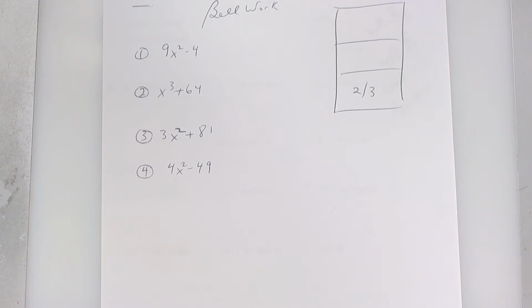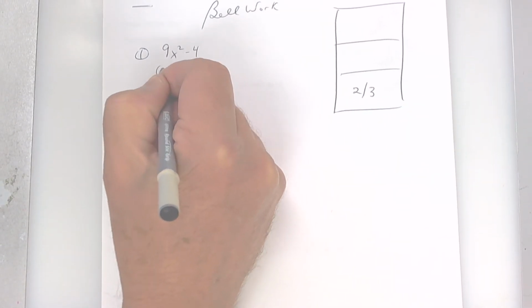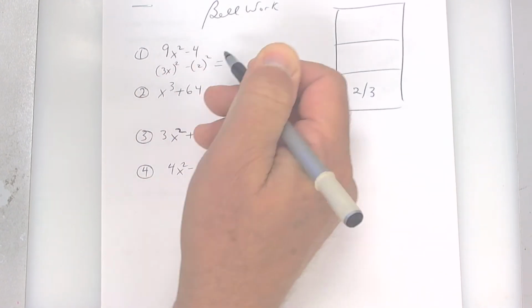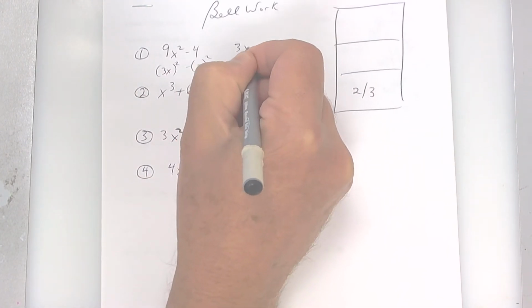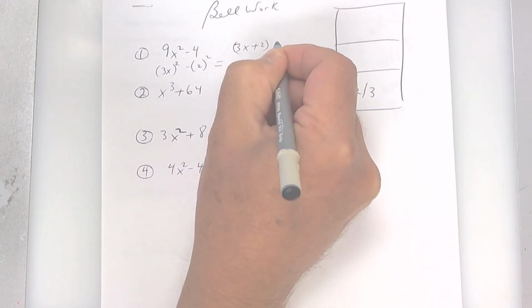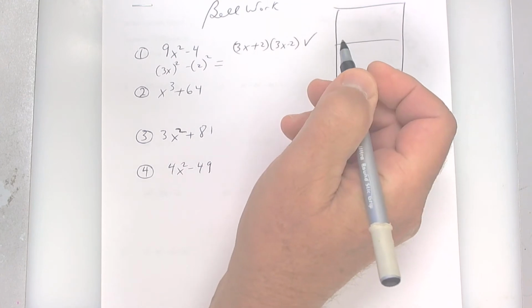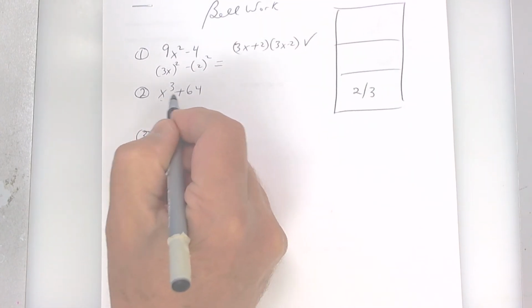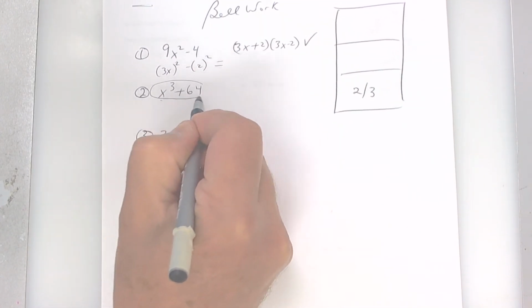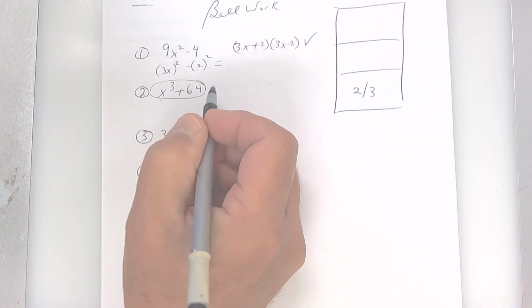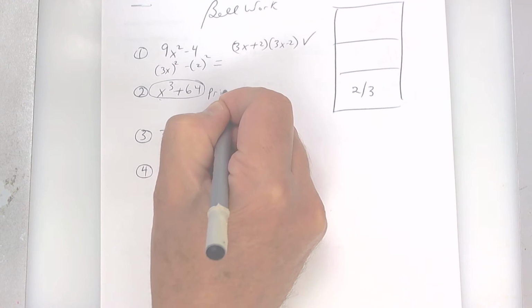Anyhow, let's see. This one right here, there's nothing in common, but this is a perfect square, and this is a perfect square. So that gives me 3x plus 2 and 3x minus 2, and you're done. This one right here, there's nothing in common. You can actually factor this, but it's more algebra 2. So for now, we're just going to say prime.